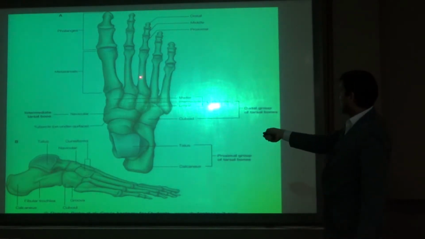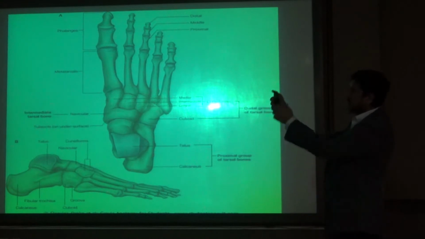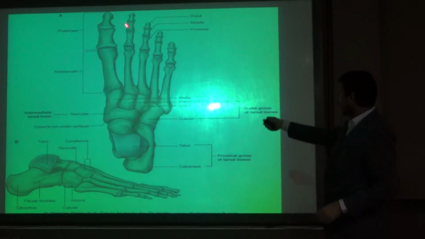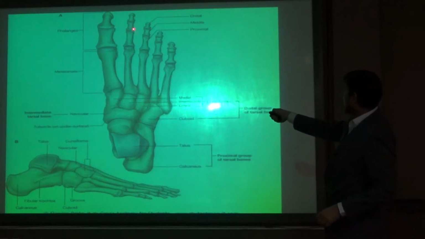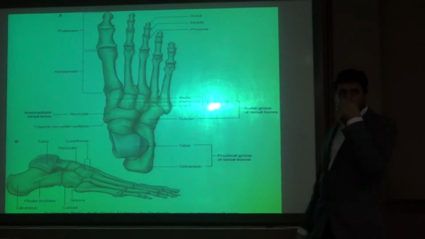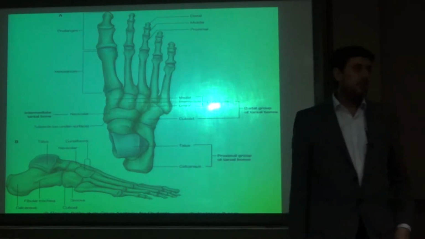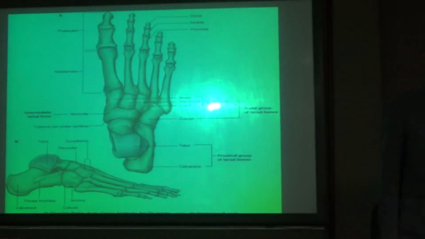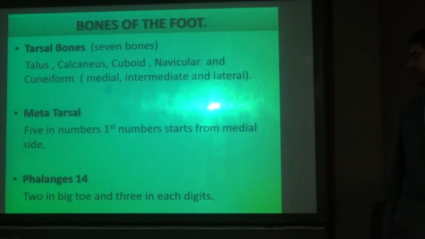First, second, third, how many phalanges? Two in the big toe. We are not saying index and so on; this is the second, third, fourth, and fifth toe. We have phalanges: proximal, middle, and distal. We have metatarsals and tarsals. How many tarsals are in a foot? What are their names?